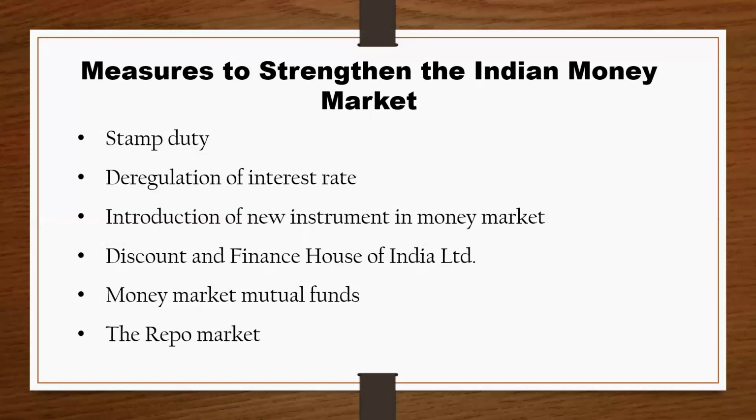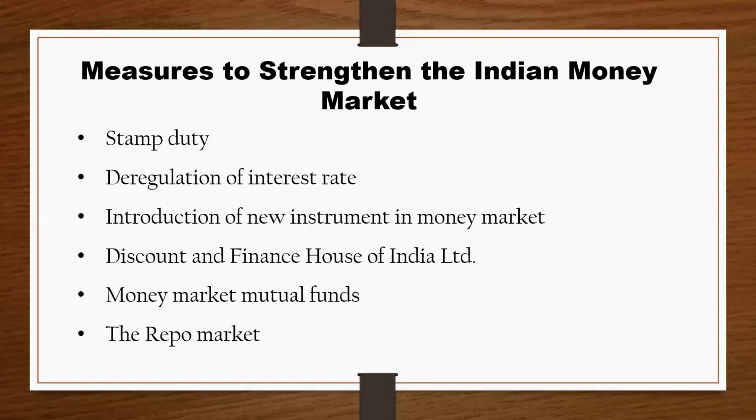The next one is the Discount and Finance House of India Limited. It was set up in the year 1988 as a part of the reform of the money market. It fills the long-standing need for a discount house in India, which will back bills and short-term papers from banks and financial institutions. Now, banks and financial institutions can invest their idle funds for shorter periods without disturbing their investments.